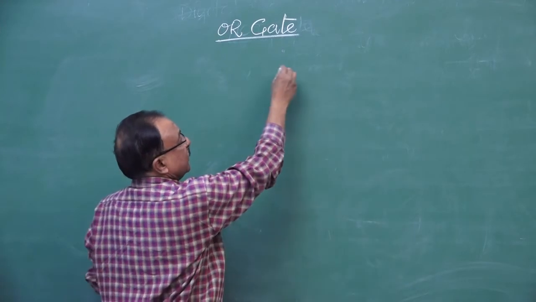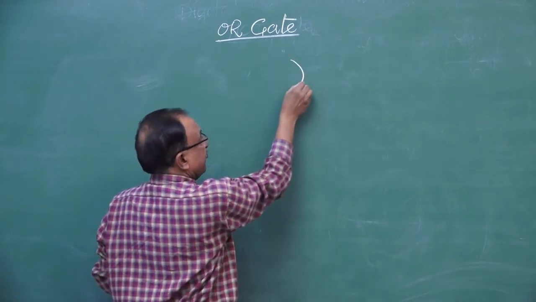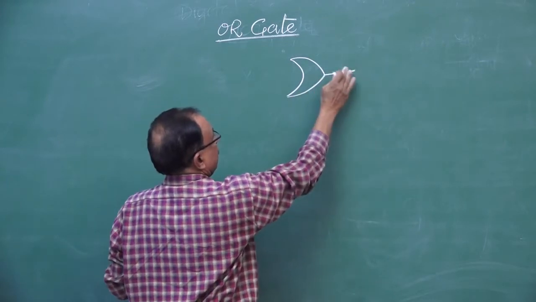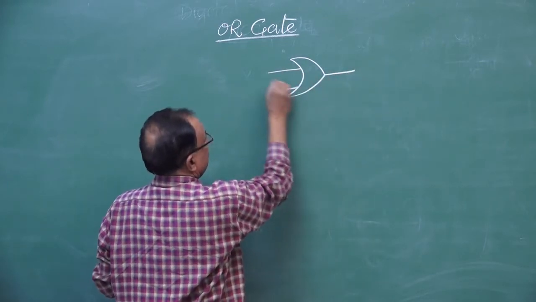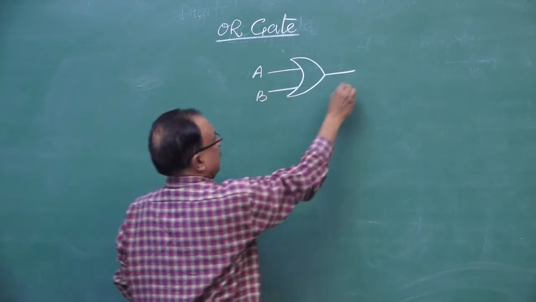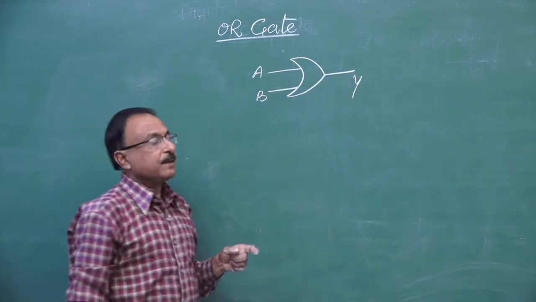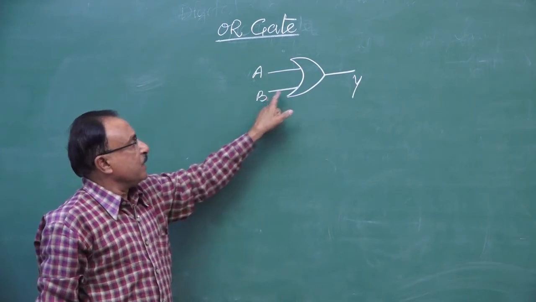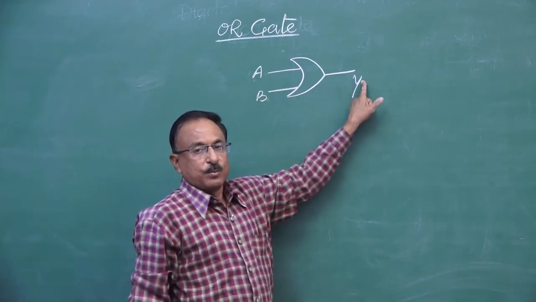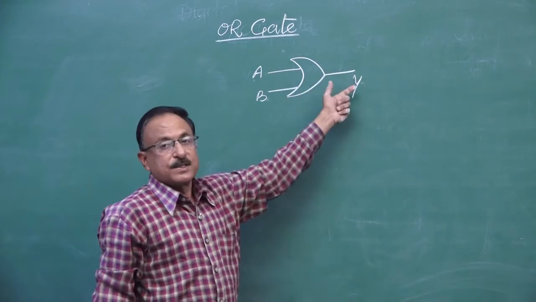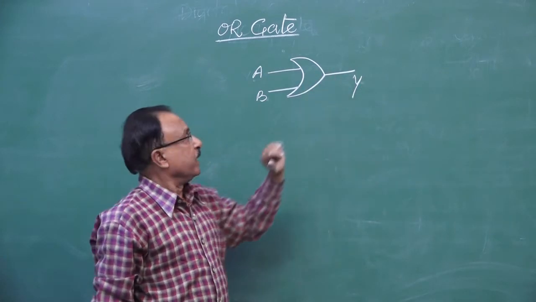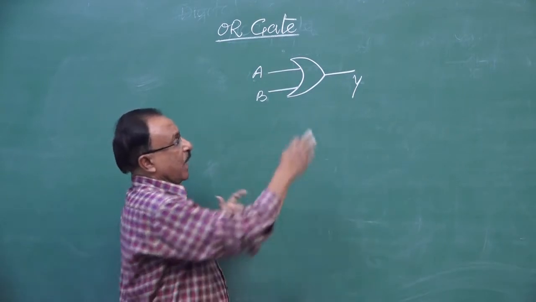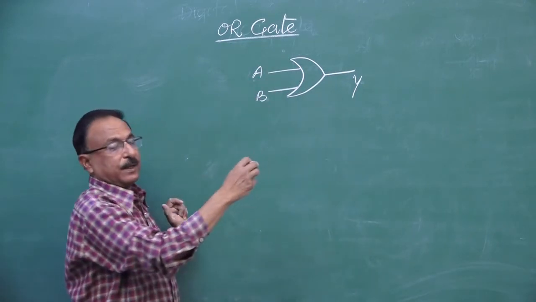The graphic symbol of the OR gate is like this. It has got 2 inputs and 1 output. This is the logic symbol, the graphic symbol of the OR gate. Now what does it do? It adds up the inputs. The output is a sum of the inputs.